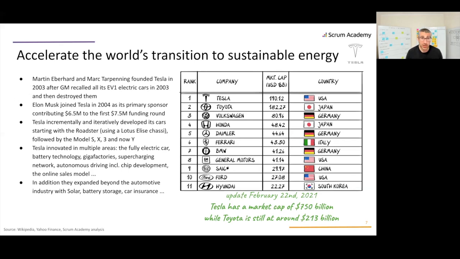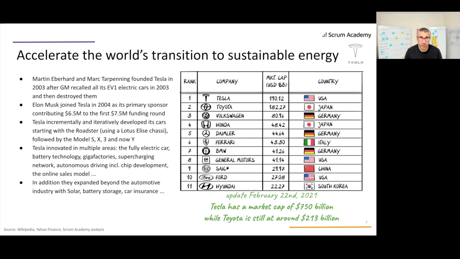For example, the chassis of the Lotus Elise or the lithium ion batteries that were already being used in laptops, et cetera. All of those things they did well, assessed or validated one assumption after the other, and then went from the Roadster to the Model S, to the Model X, to the Model 3, and now the Model Y.